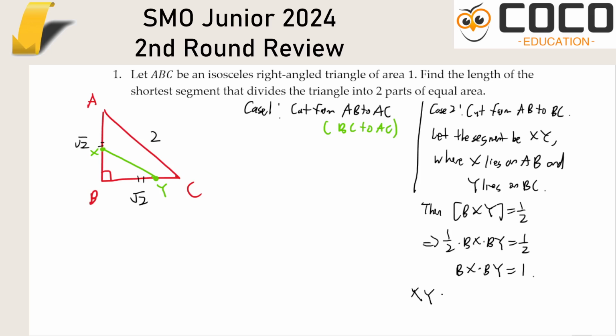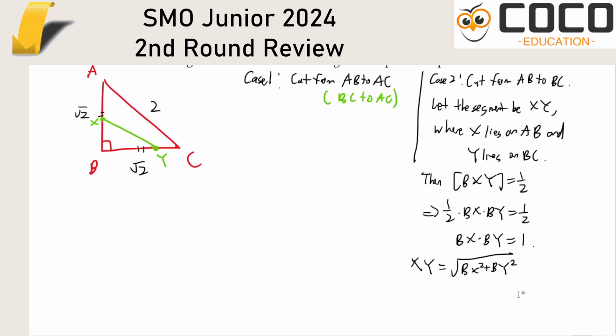So XY is the hypotenuse of this right-angled triangle, and I want to make it as small as possible. It is not very surprising that as small as possible happens when BX is equal to BY. You could justify it in a couple of ways, but the easiest would be just via AM-GM.